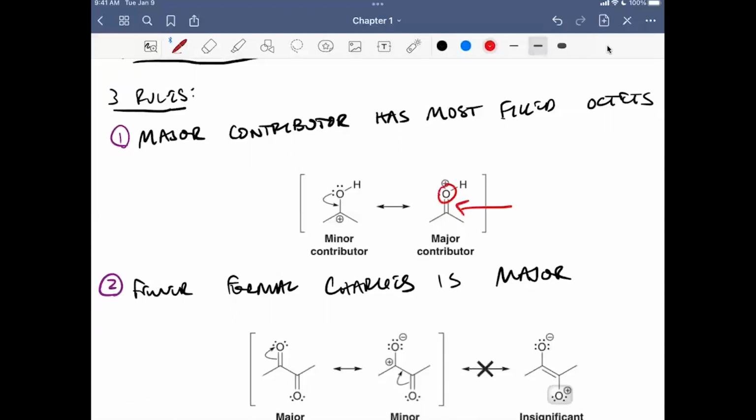Our oxygen right here has an exceeding octet, but it's still filled, right? It's filled, but it has 1 more than it wants. That's why it has a +1 formal charge. And our carbon has a filled octet. It has 4 bonds, so it doesn't have a formal charge. In this minor contributor, the carbon right there does not have a filled octet. So a major contributor has all their filled octets.